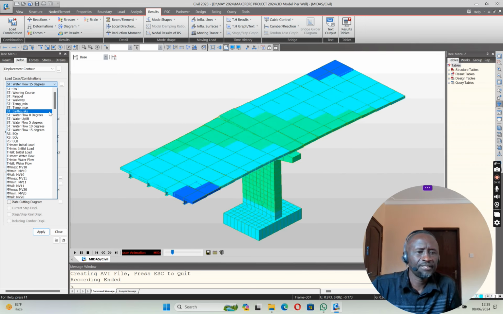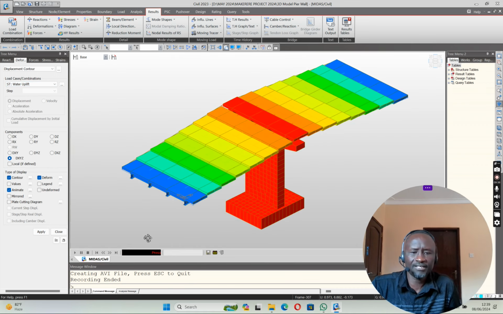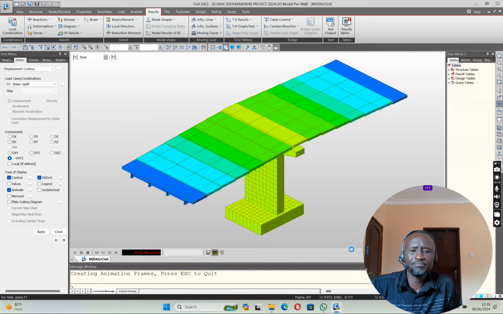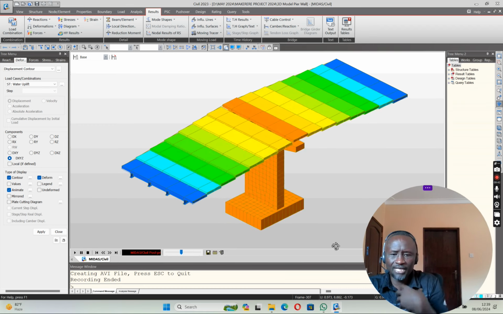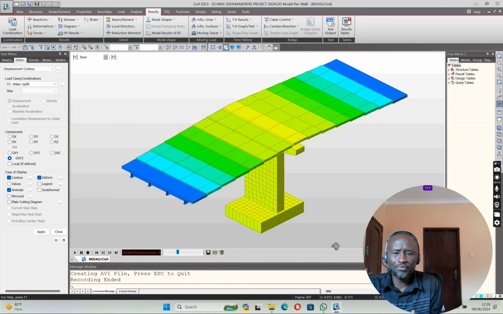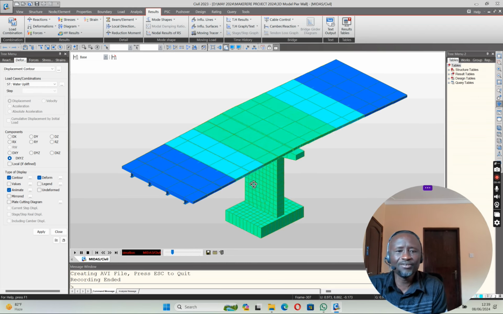okay, let me show uplift. Now you can see the difference with the uplift. You see the entire pier is now lifting up uniformly. So now when you look at uplift, at the same time you have a push, then the whole thing is gone.